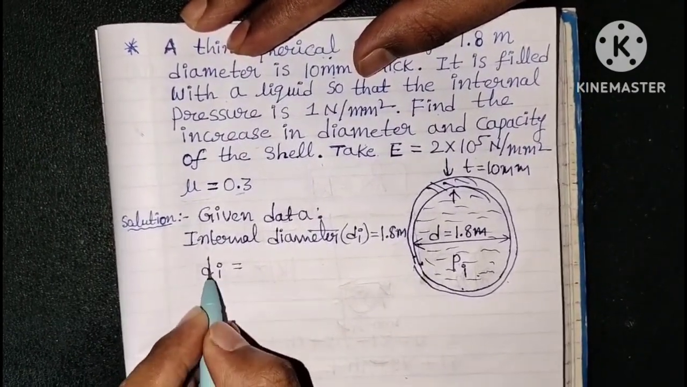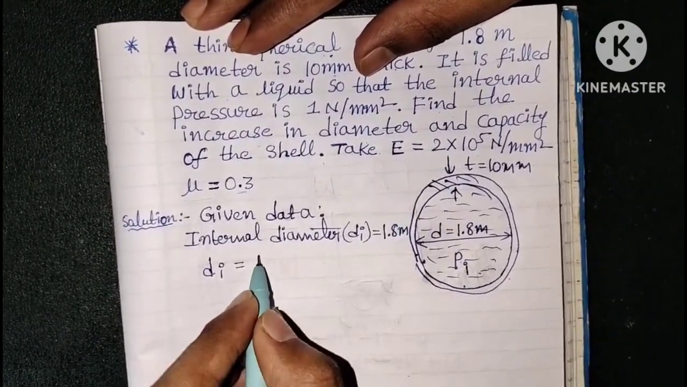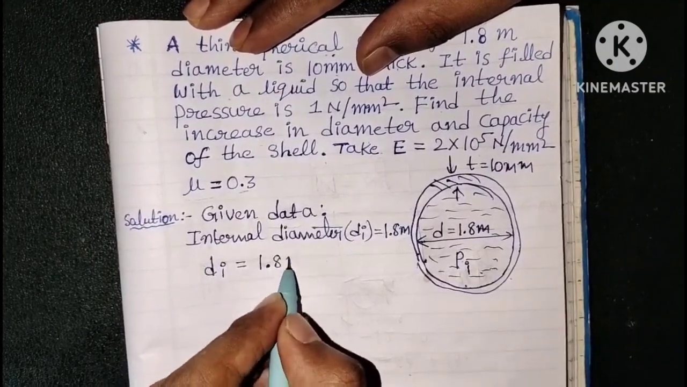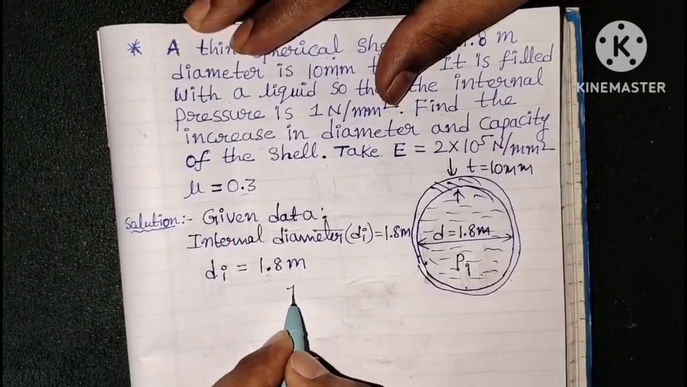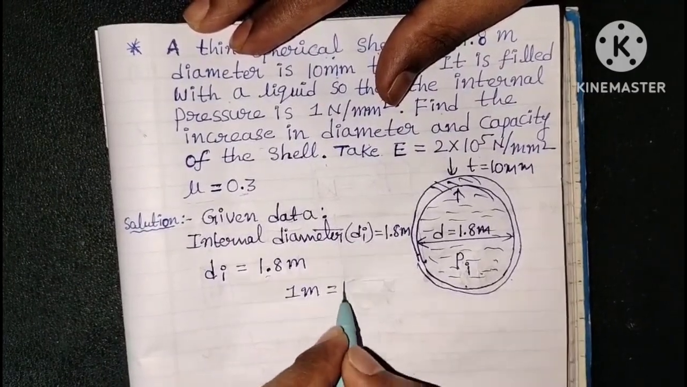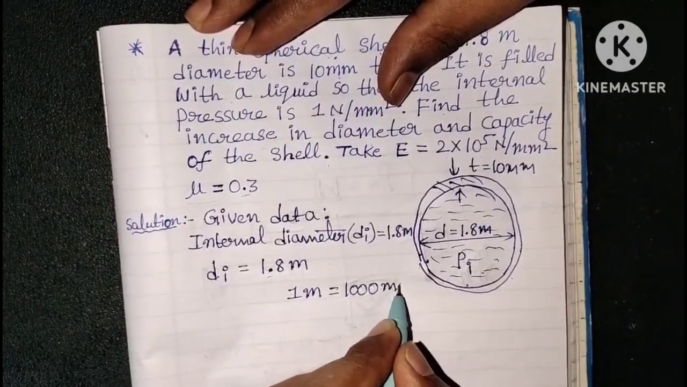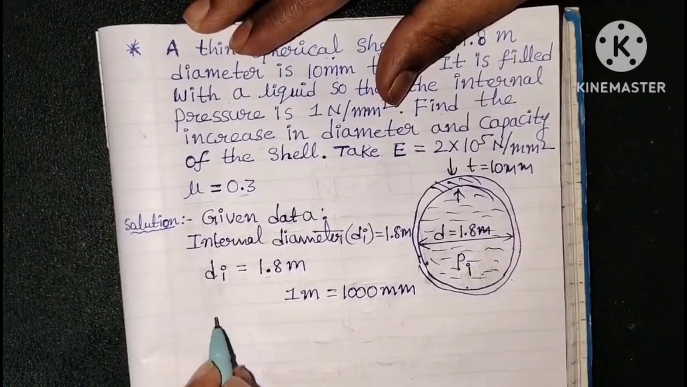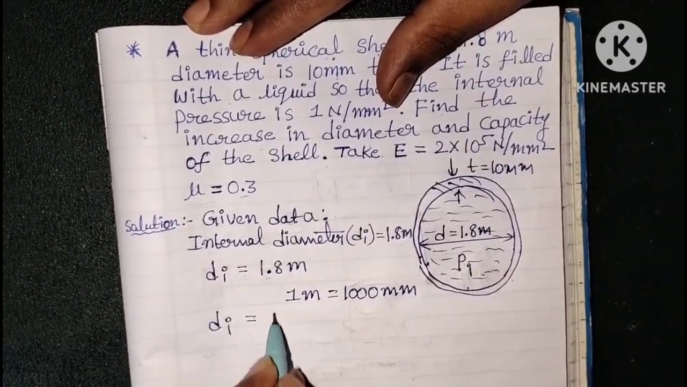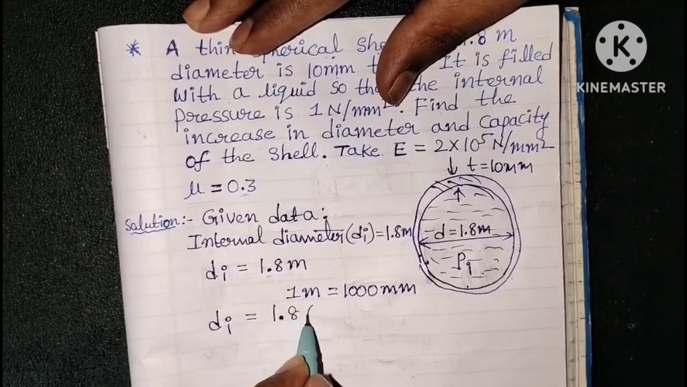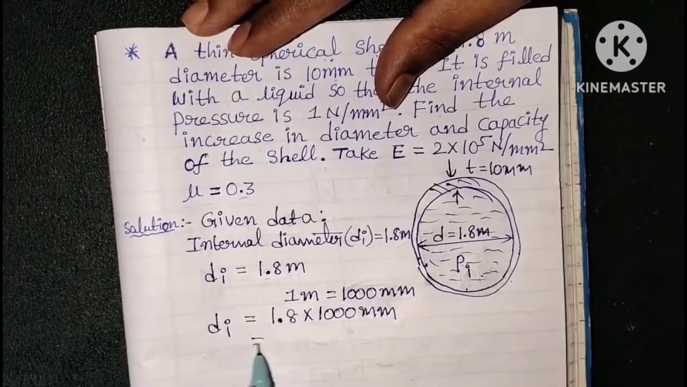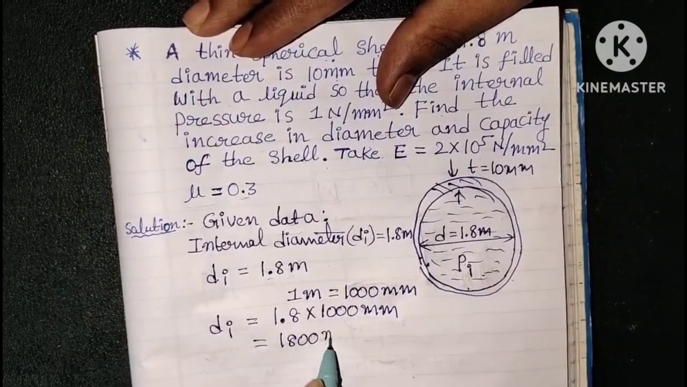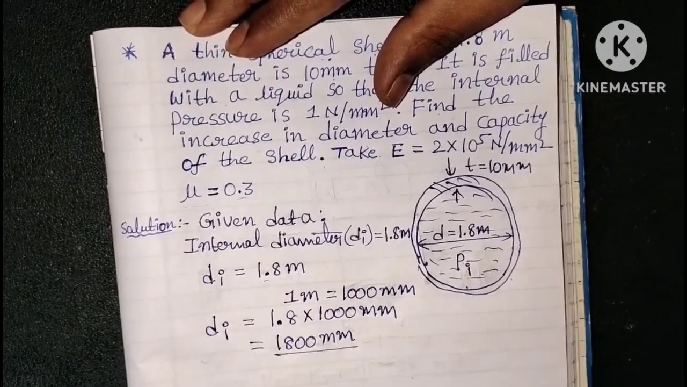Let us convert all units into mm. So 1.8 meters, we have to convert 1.8 meters into mm. We know that 1 meter is equal to 1000 mm. So di is equal to 1.8 into 1000 mm, which gives 1800 mm. So diameter is 1800 mm.